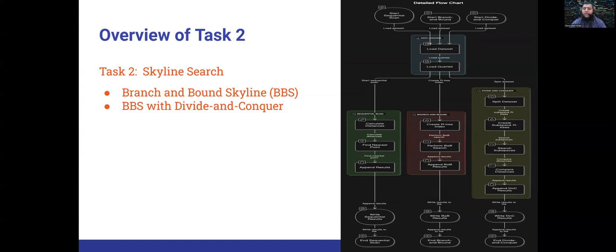So a flow chart is available here, showing the sequential scan, the branch and bound, and then the divide and conquer, and it goes through loading the data set, queries, and so on. Then it goes through the sequential scan, creating the R-tree, splitting the data set, and so on. And the results are written to a file.